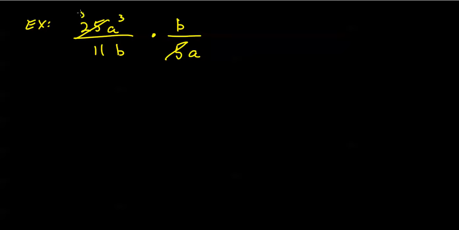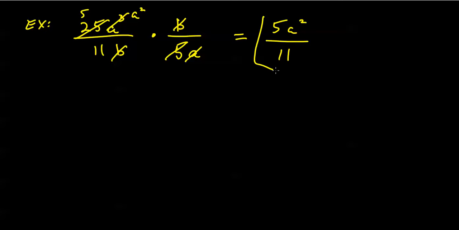5 goes into 25 5 times. a cubed over a reduces to 2 factors of a in the denominator. The b's will cross-cancel, of course, and I'm left with 5 times a squared as the only remaining factors that are not 1 in the numerators, and 11 times 1 times 1 times 1 is, of course, 11. So my final completely simplified answer would be 5a squared over 11.